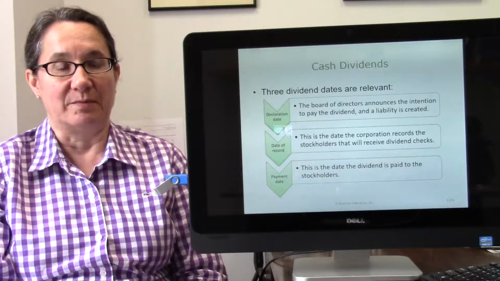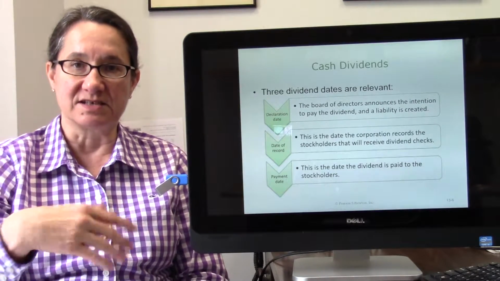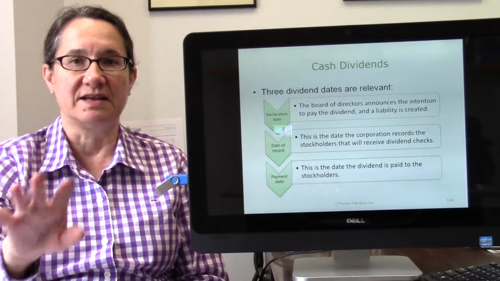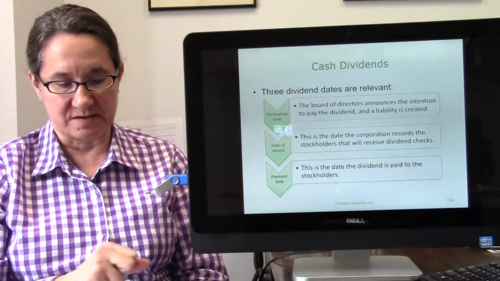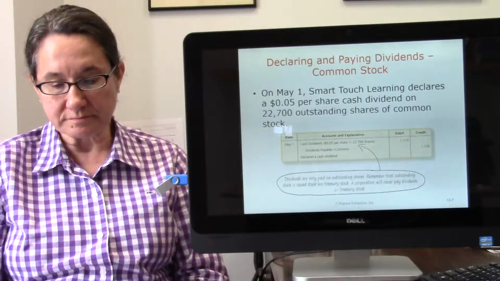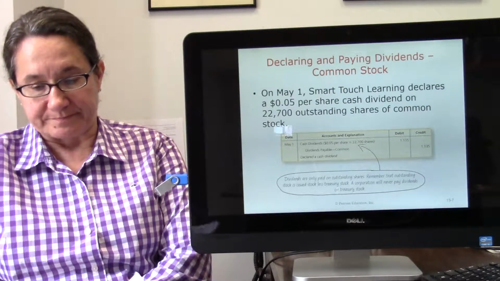And then finally they actually go ahead and pay it, right? They say, who's going to get it? Let's round it all up. Let's figure this out. And then they actually mail the checks or make the electronic transfer or however they do it. They pay the dividends. So 3 dates. So let's look at the transactions that relate to these dates.